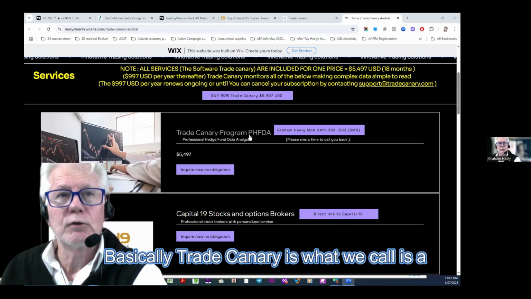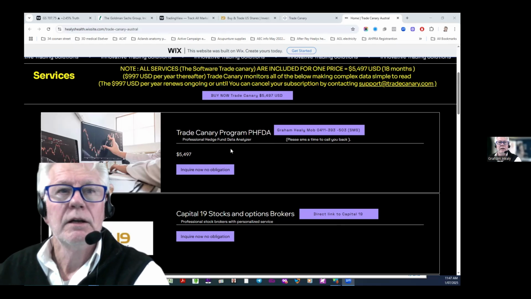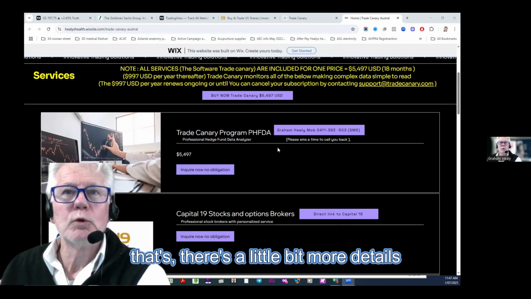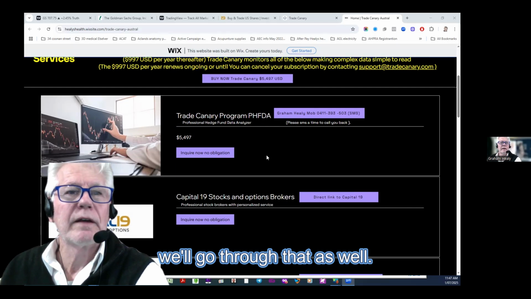As we go through the website, basically, Trade Canary is what we call a professional hedge fund data analyzer. There's a little bit more detail regarding that, and also the prices, we'll go through that as well.